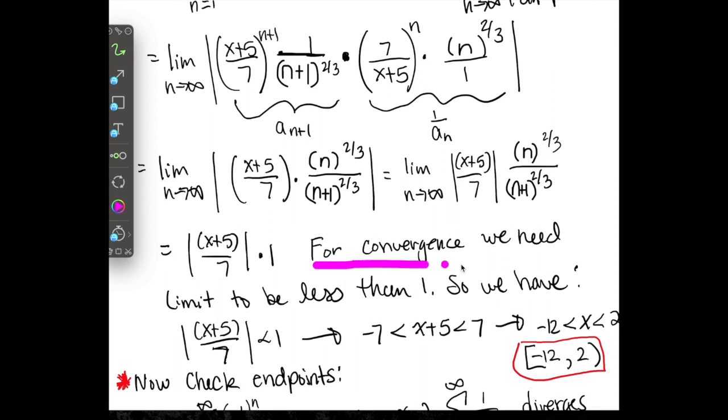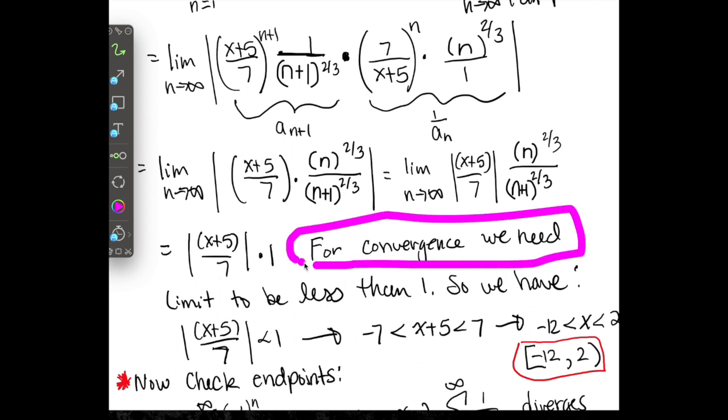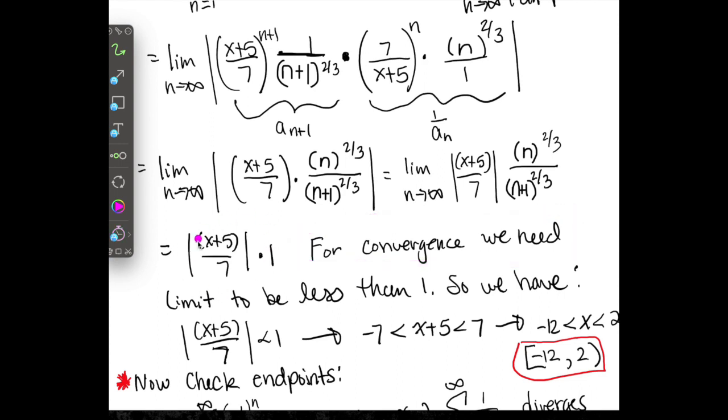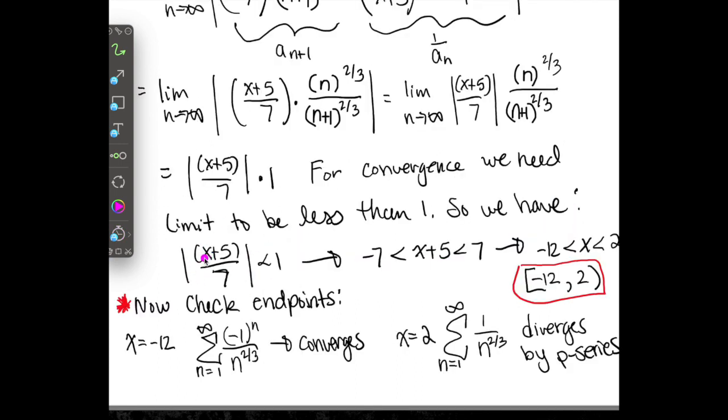So in order for the ratio test to say that this converges, our limit needs to be less than 1. So I'm going to take the absolute value of (x plus 5) over 7 and set up an inequality and say that that's going to be less than 1, which means x plus 5 is going to be greater than negative 7 and less than positive 7. And when I subtract 5 from all three pieces of this compound inequality, I get this inequality here where x has got to be between negative 12 and 2.